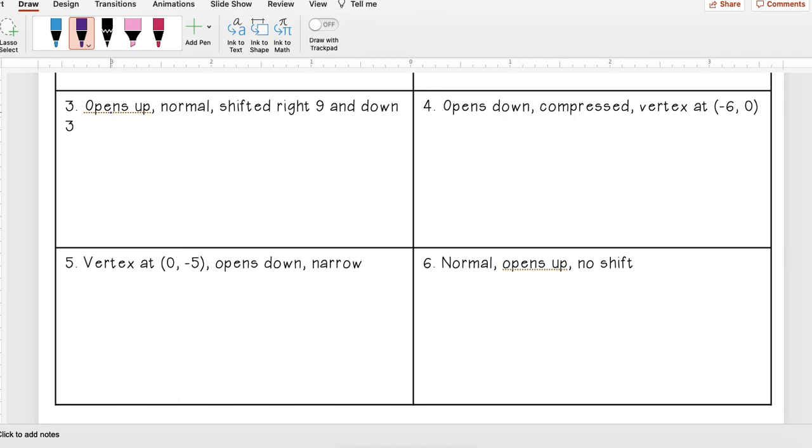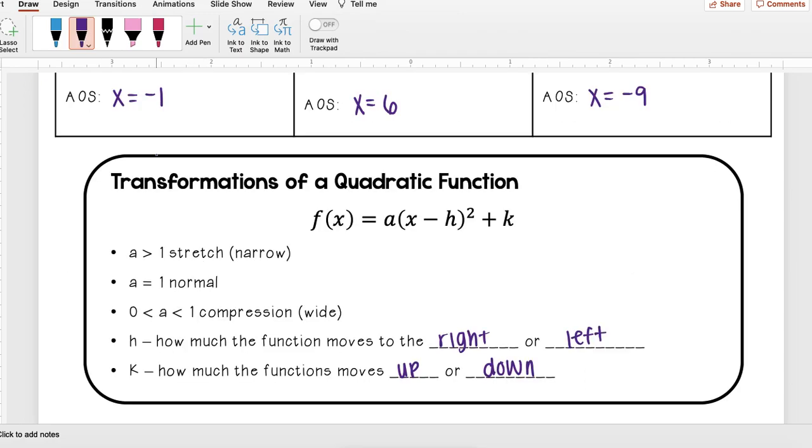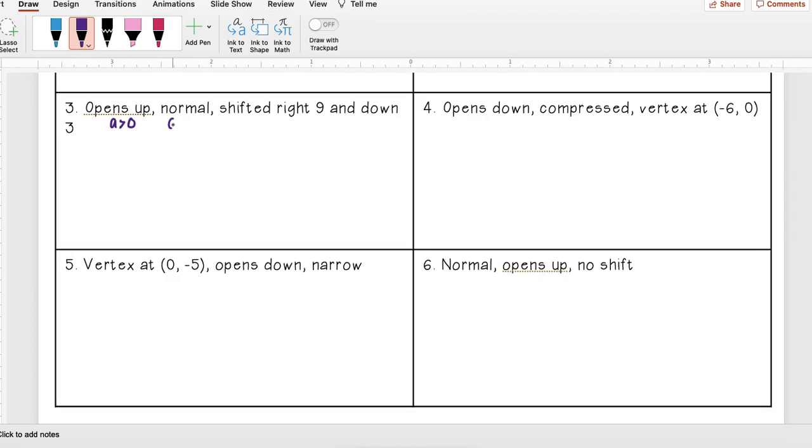Okay, this one says it opens up, so that means that a is greater than 0. Then it says it's normal. So what does normal mean? Well, normal just means that a is equal to 1. And then it says it shifted right 9, so that's my h, and down 3, so that is my k. So if I write that full on vertex, it's shifting right 9, so that's a positive 9, and down 3, so that's a negative 3.